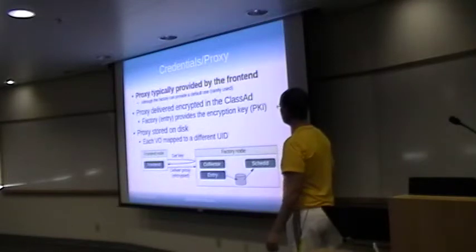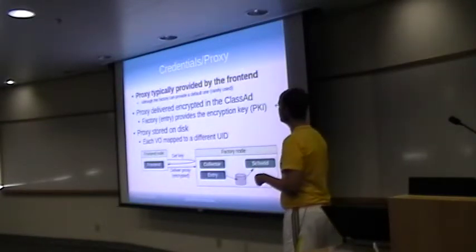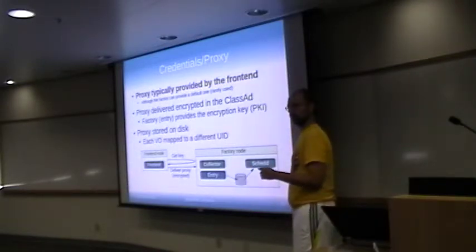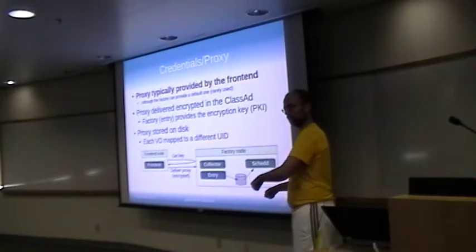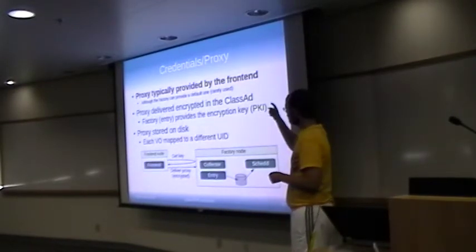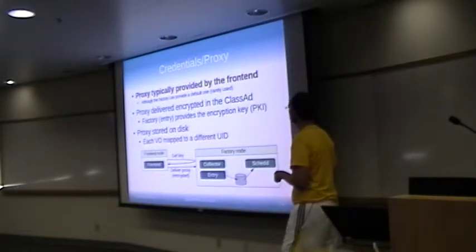You know that if you submit to the grid, you need a proxy, a credential, and the proxy is typically provided by the front end. So while the factory itself submits the glideins, it has to get the proxy from the front end. The factory can provide a default one, but it's usually disabled. It's really used just for testing.